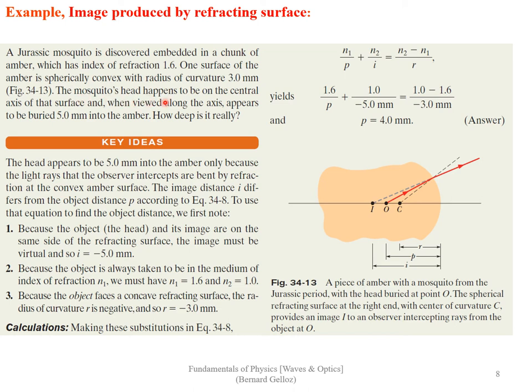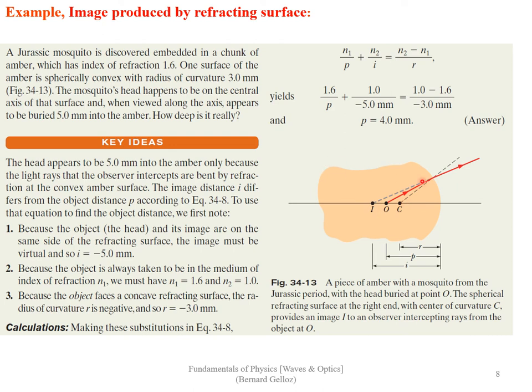The mosquito's head happens to be on the central axis of that surface, which is very convenient, and when viewed along the axis, appears to be buried 5 mm into the amber. And how deep is it really? So this is the image. The image is in fact at 5 mm inside the amber, from the interface on the central axis. So it's deeper compared to C. C is only at 3 mm and the image is at 5. And the question is, where is O?